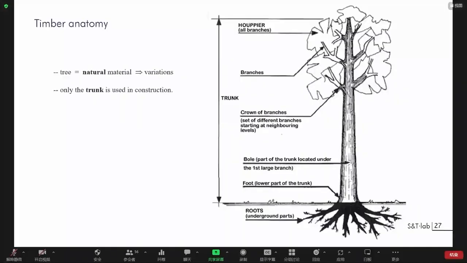So timber is coming from the trunk. That is the only part of the tree that will be used for structure, and the rest won't be used.